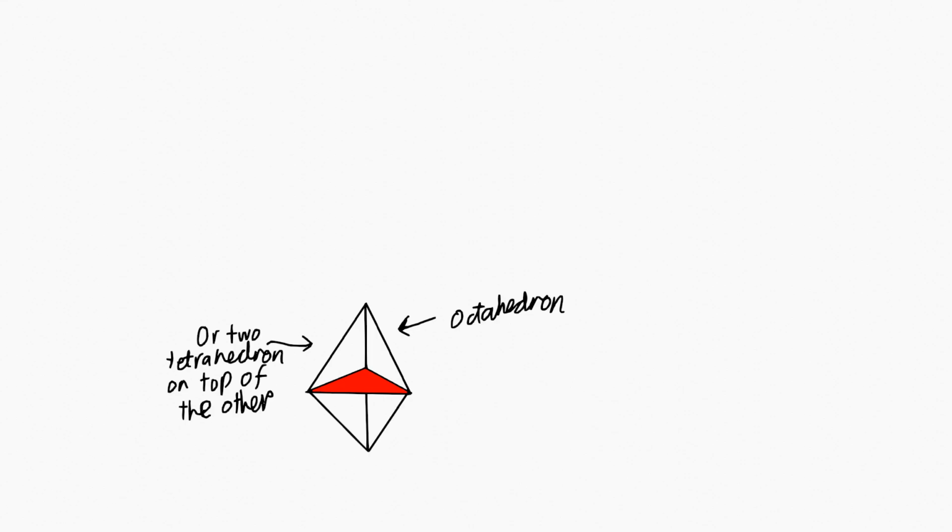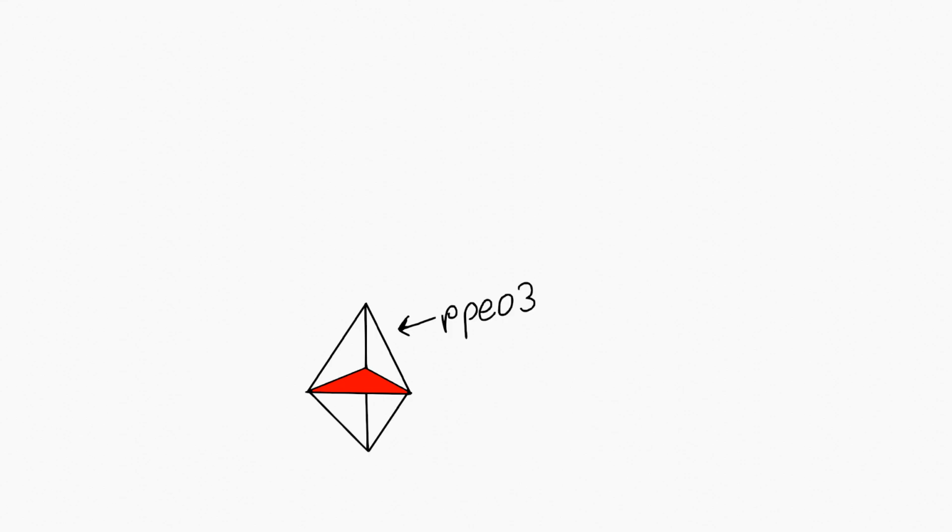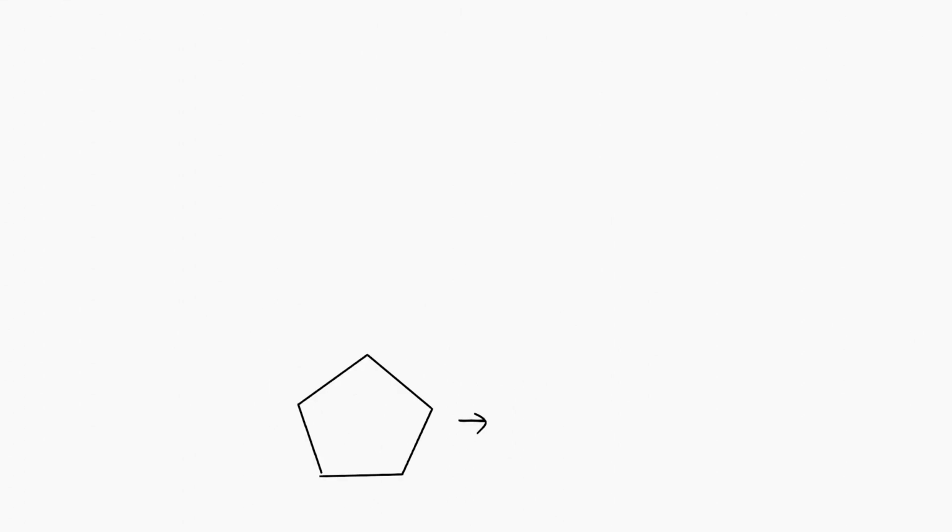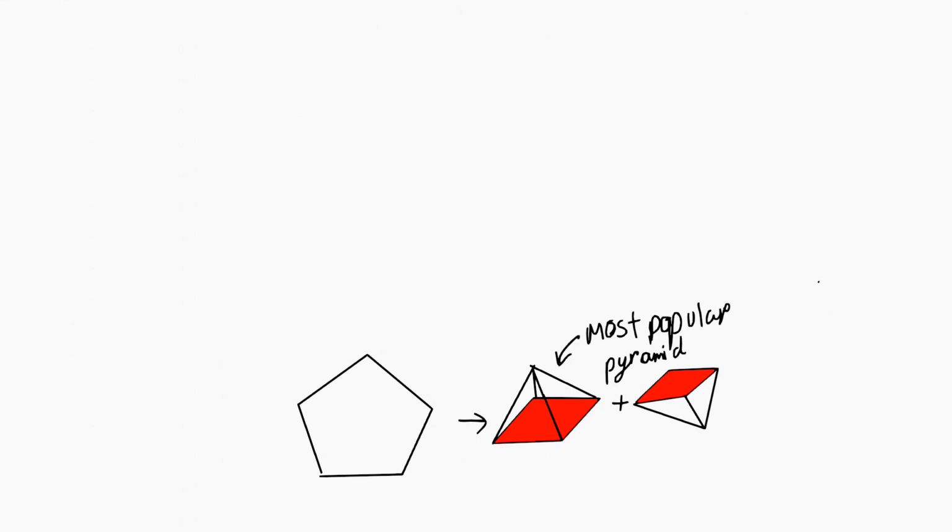A square's RPEO3 is a cube. A triangle's is a tetrahedron, where the pyramid base is a triangle. An octahedron is the RPEO3 of a 45-degree rotation of a square. A pentagon would also be an octahedron but with a square base instead, which is the most popular pyramid. And also this is cut. That's all the properties I know.